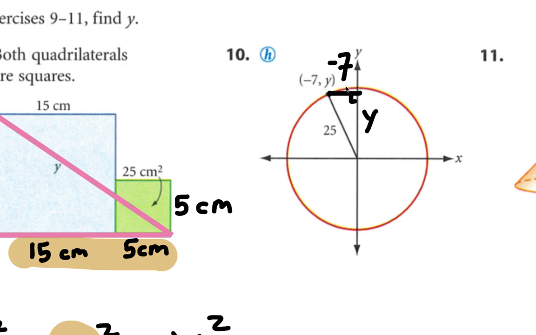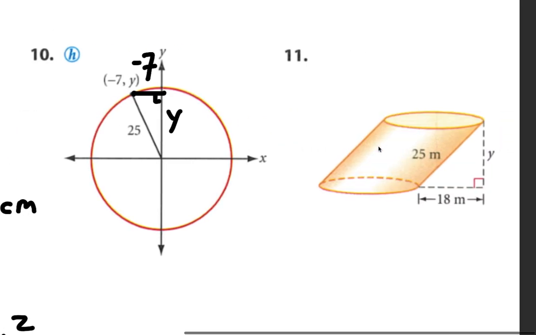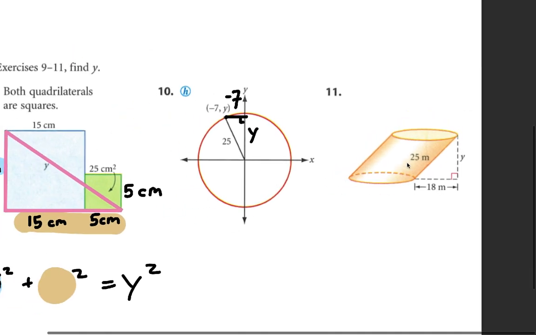And this has a value of -7. I got that from the point. The point is -7 over and y up. So that's why I labeled the triangle -7 and y. Now, you can plug in 7 or -7, it doesn't matter. If you want, but you can use that to find out what y is. And here's the right triangle, number 11. 18 squared plus y squared is equal to 25 squared.